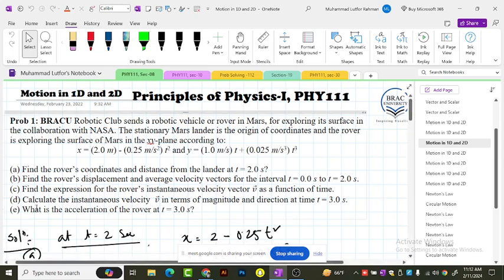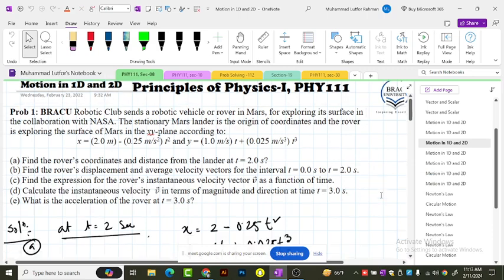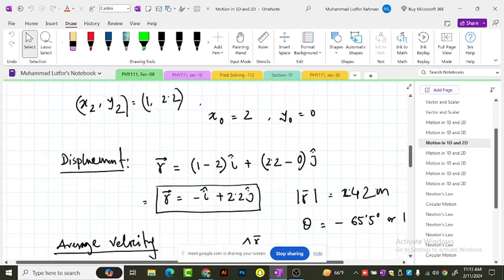We have used that, so that means we already discussed this part. Calculate that instantaneous velocity at t equal to 3 seconds. And they ask over here in terms of magnitude and the direction. So you can find out because you know how to find out that magnitude and direction of a vector, right? So if you can find out that vector, probably I solve that one.